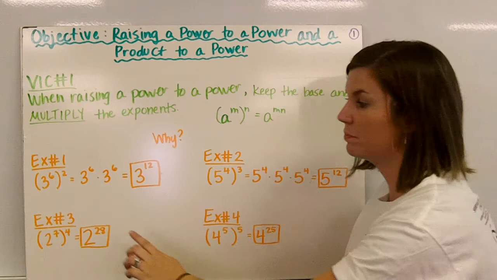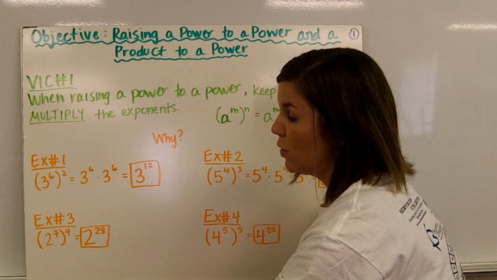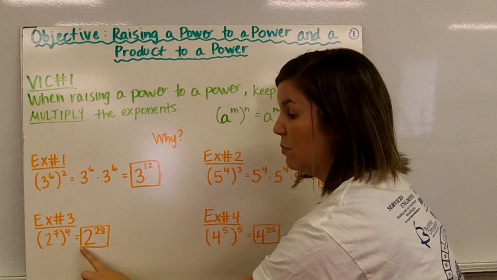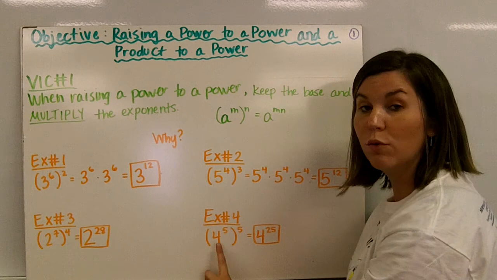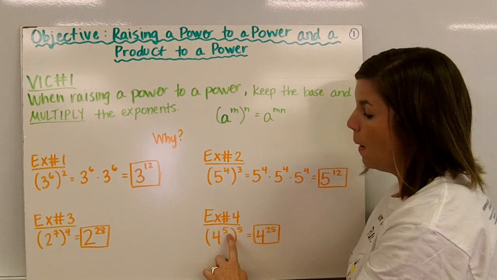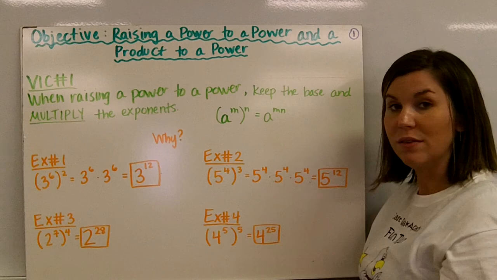Example number 3, 2 to the 7th power raised to the 4th power. So we're just going to do the shortcut now. 7 times 4 is 28. Keep the base, which was 2, so 2 to the 28th power. Example number 4, 4 to the 5th power raised to the 5th power. 4 is the base, keep the base. Multiply the exponents. A power to a power, we multiply. So 5 times 5 gives us 25.